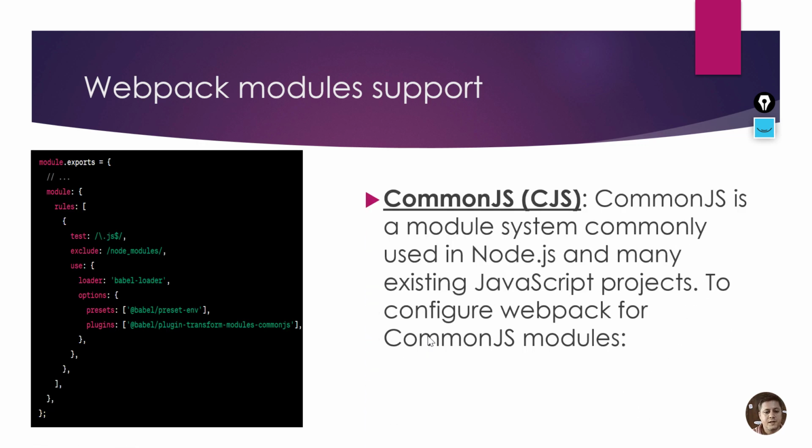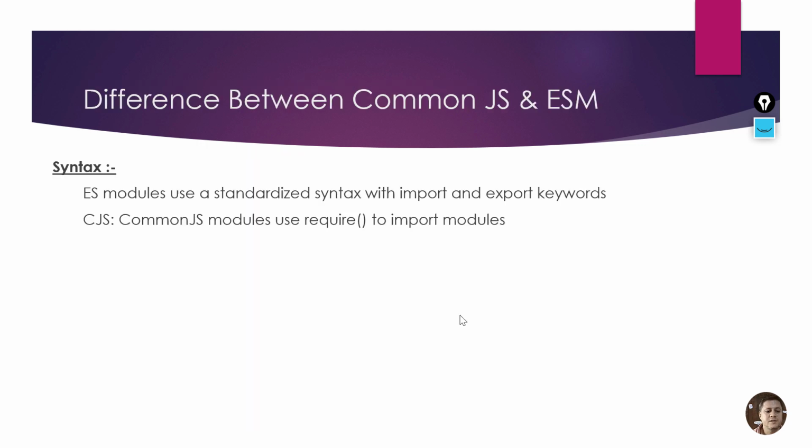Okay. Second thing is CommonJS. CommonJS is commonly used, like in Node.js. Many existing JavaScript projects also use it actually. And this is how it looks. It's kind of similar actually, right? There is not much difference basically. The difference is in the plugins only. Let's talk quickly about the differences between CommonJS and ESM. ES modules, ESM means M for module.